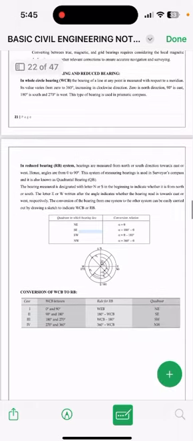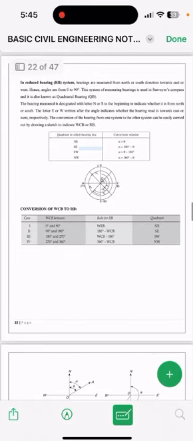So there are some formulas we have to use based on the problems. Reduced bearing and whole circular bearing: conversion of whole circular bearing to reduced bearing, and conversion of reduced bearing to whole circular bearing. First we go to the conversion of whole circular bearing to reduced bearing. The first column is the case, the second column is the whole circular bearing between, the third column is the rule for RB, and the last one is the coordinate.